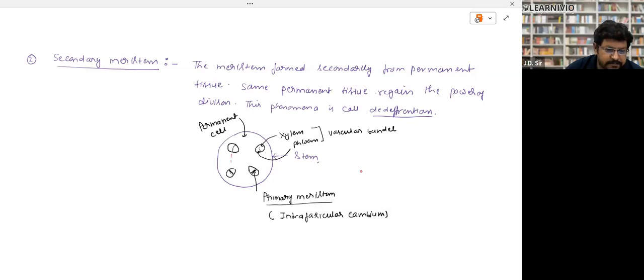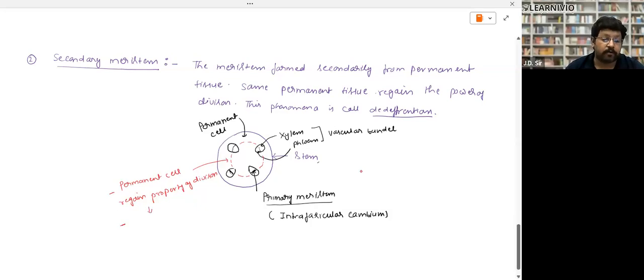These cells, the ones which are permanent cells, regain the property of division. When? At the time when they want to increase their girth, their thickness. So this process of regaining the property of division is called de-differentiation.